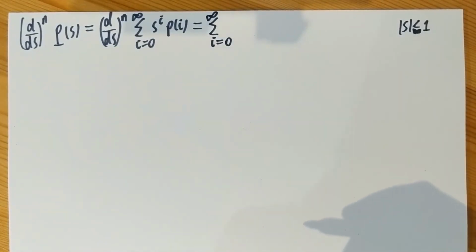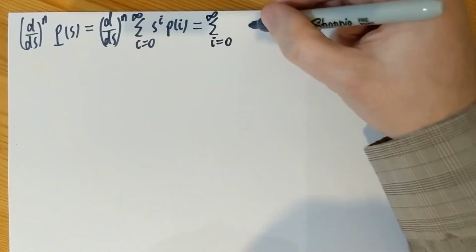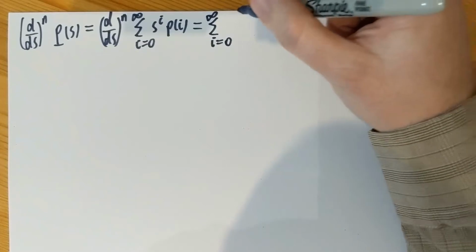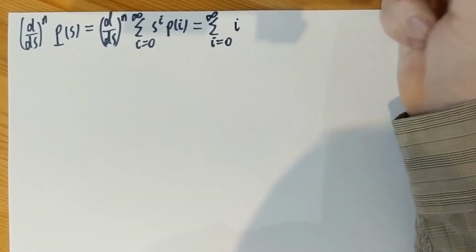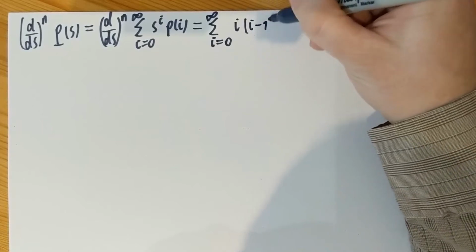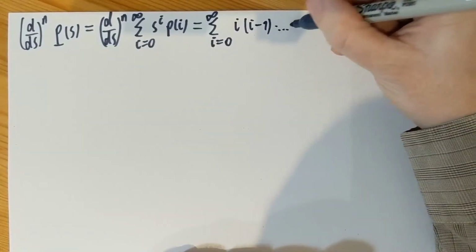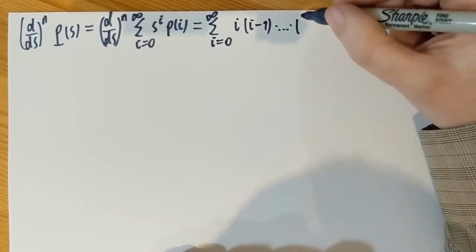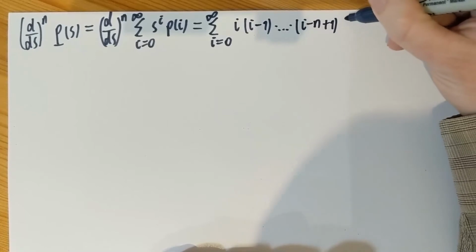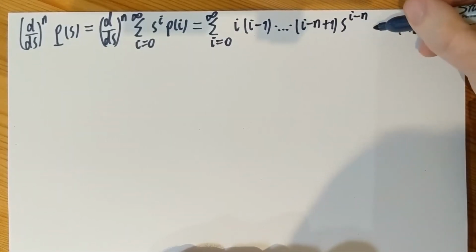And find something interesting. So the n-fold derivative of s to the i is what? Well, the first derivative is going to be i times s to the i minus 1. The second derivative is then another factor i minus 1, and now I have s to the i minus 2. And the nth derivative is going to be i times (i minus 1) up to (i minus n plus 1), and the power I am left with is i minus n.